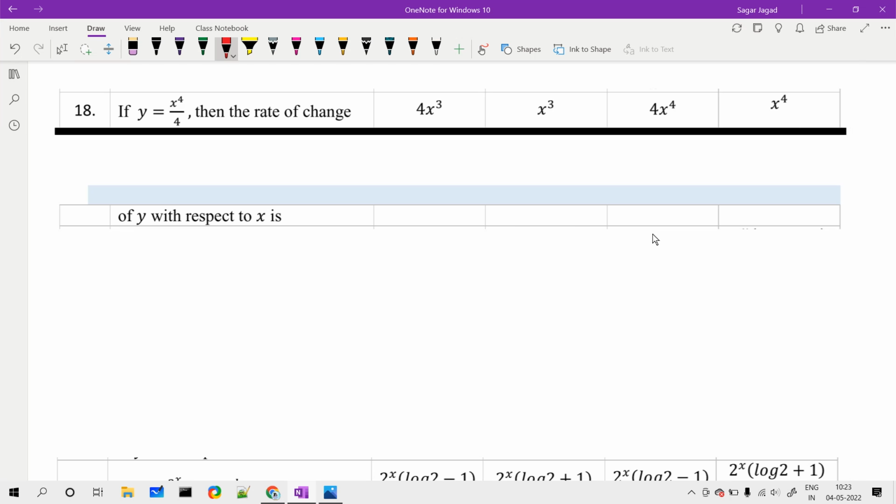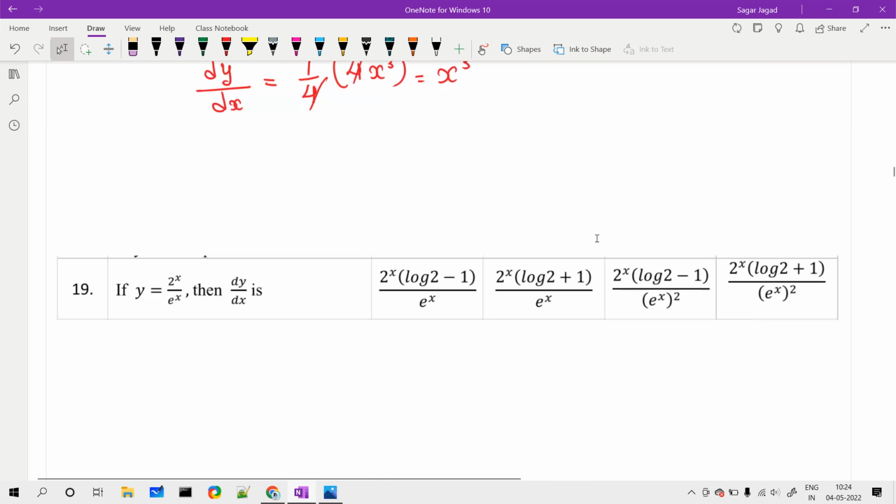That means over here they are asking for dy by dx. So 1 by 4, this 4 in the denominator is a constant, so I write it outside. The derivative of x raised to 4 is 4x cube. The 4s cancel, and what I get is x cube. So option B is right. Okay, let's go for the next question, my dear friends.